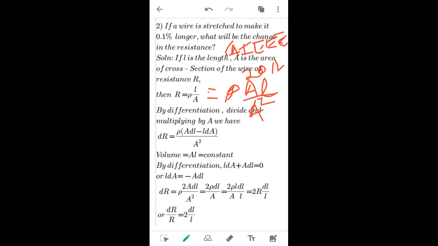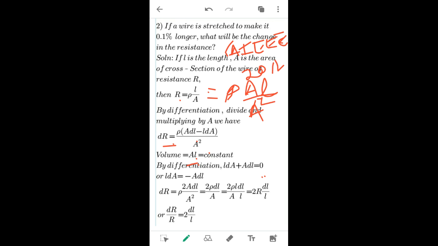Now we will differentiate and we will get dR. For R, dR equal to rho is constant, so rho into A, so A is here, differentiation of L is dL minus L into dA by A square. Okay, so now we will take the volume. Volume will be AL, which is constant. Now this again we will differentiate: LdA plus AdL equal to 0. Then LdA equal to, we will bring this term outside, that is minus AdL.